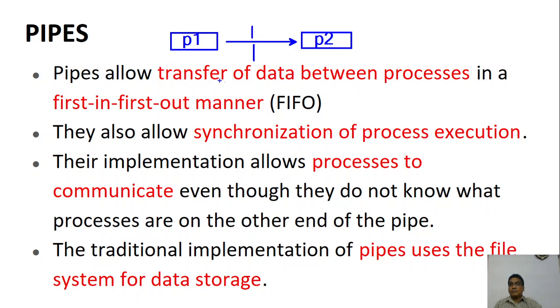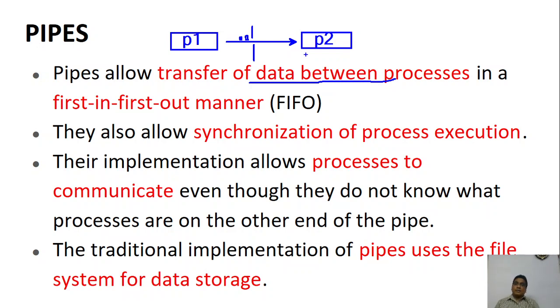Okay, so why do we use the pipe? Pipes are used when we want to transfer data between processes. The data goes in first in first out format. So whichever data is put in first is read first by the other process. Same thing, whichever data is put next will be read next by the other process. Generally, we use pipes when we want to synchronize two processes.